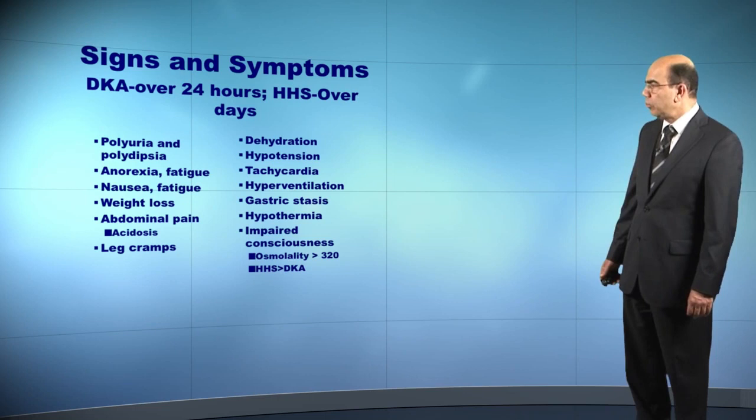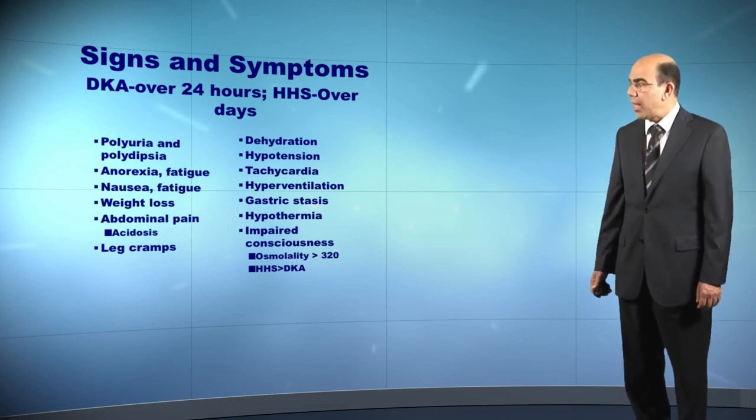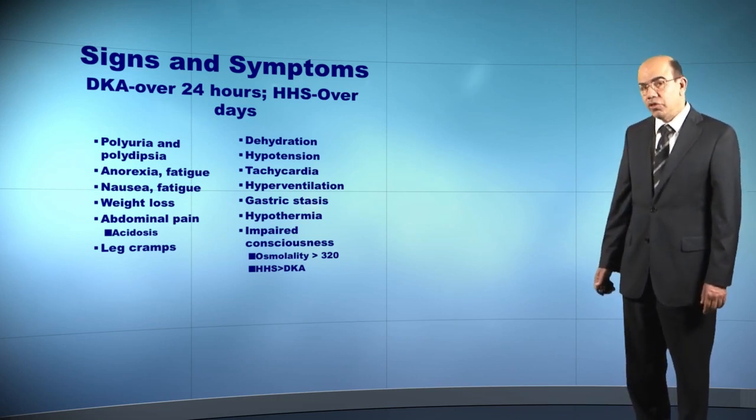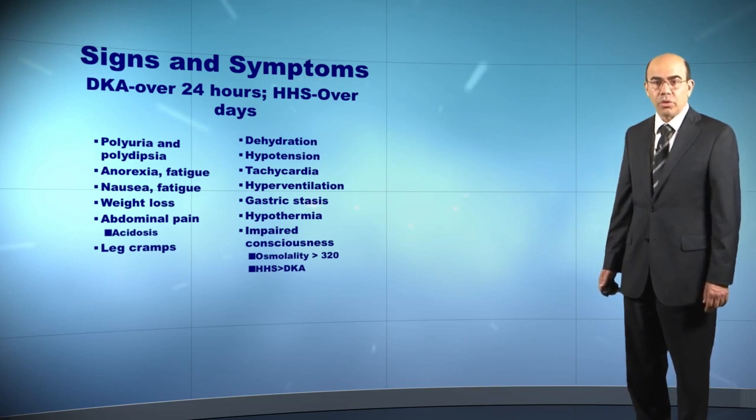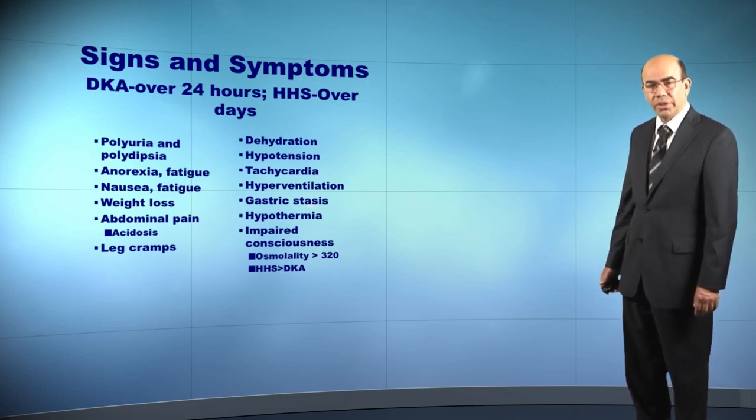These are the signs and symptoms of diabetic ketoacidosis and HHS. In general, diabetic ketoacidosis occurs over 24 hours.